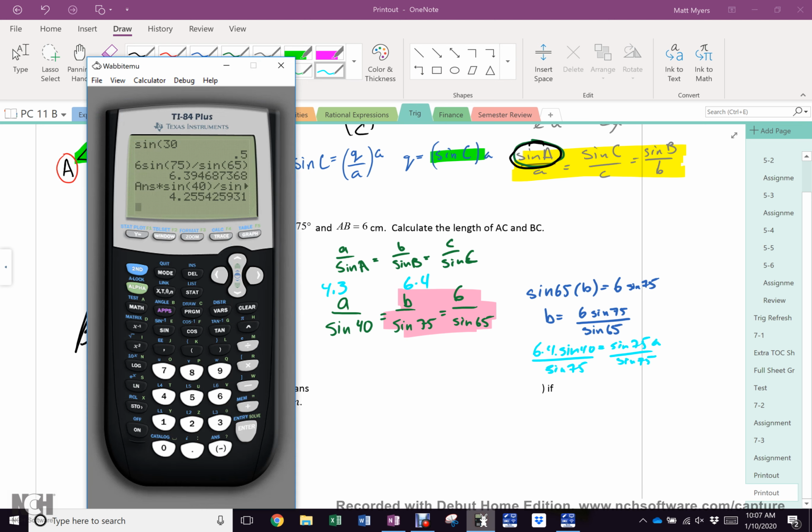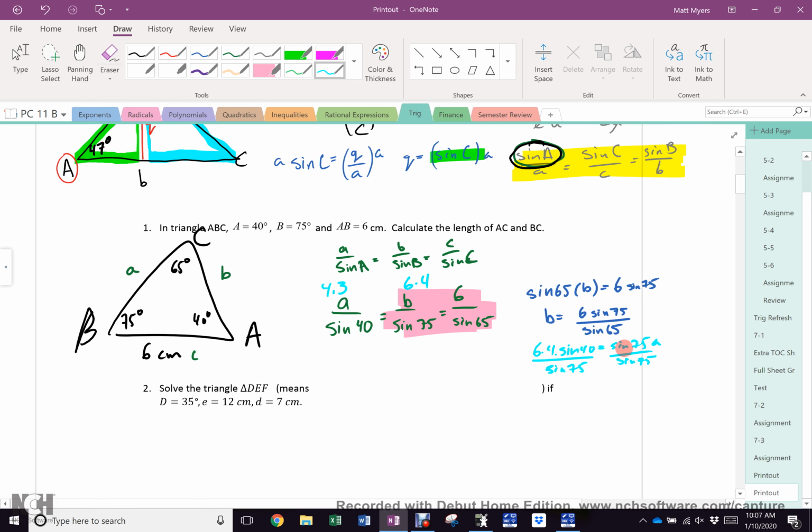Which part? You understand how we got 6.4, right? We punched that into our calculator, so we wrote it there. Then we have that answer sitting on our calculator right here. So we wrote out, we had to do 6.4 times sine 40 now, because we've got to go over this way. So there's my 6.4 answer times sine 40 divided by sine 75, which I did right here.